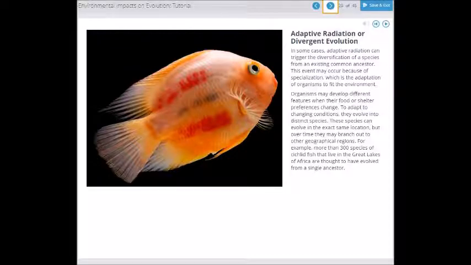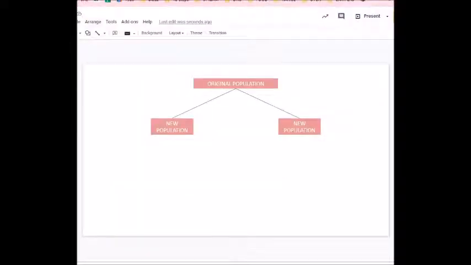And as a result, you get two new species. This is called divergent evolution. The same population is diverging away from each other and becoming two different species. It's a pattern that looks like this. So this is divergent evolution.